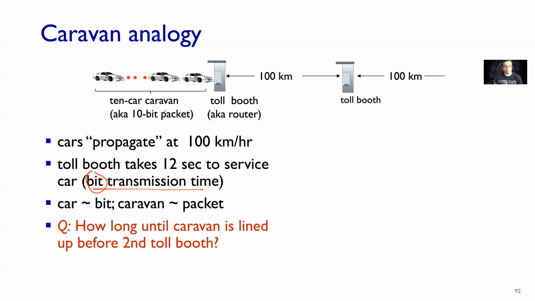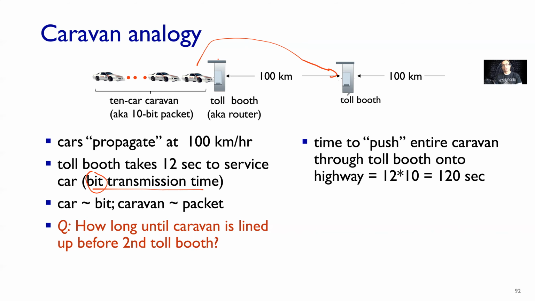So the question here is, imagine we have this caravan lined up here. How long does it take for this caravan to move from here to here, and line up there? Effectively, that would be the time to push the entire caravan through the toll booth. In this instance, there's no processing delay and no queuing, because there's only this one caravan being transmitted. So the time to push the entire caravan would be 12 seconds times 10, because 12 seconds is the time to push out one bit. We have 10 bits, so 12 times 10 is 120 seconds.